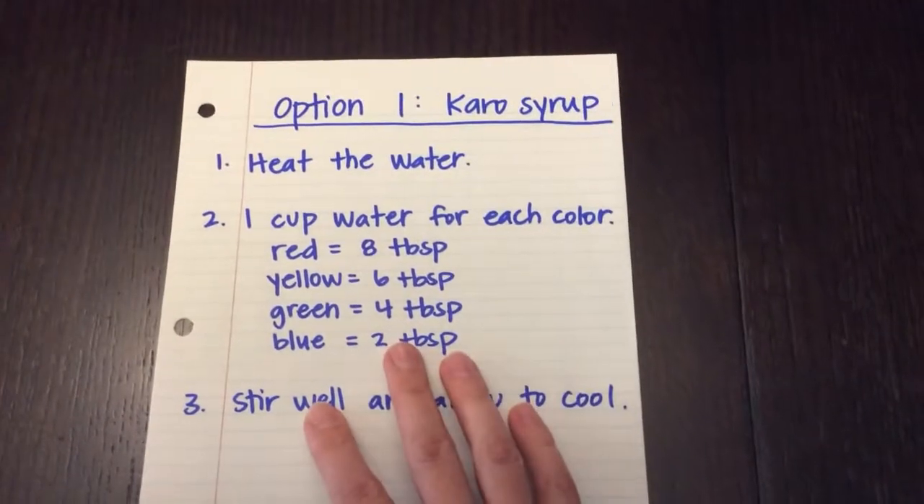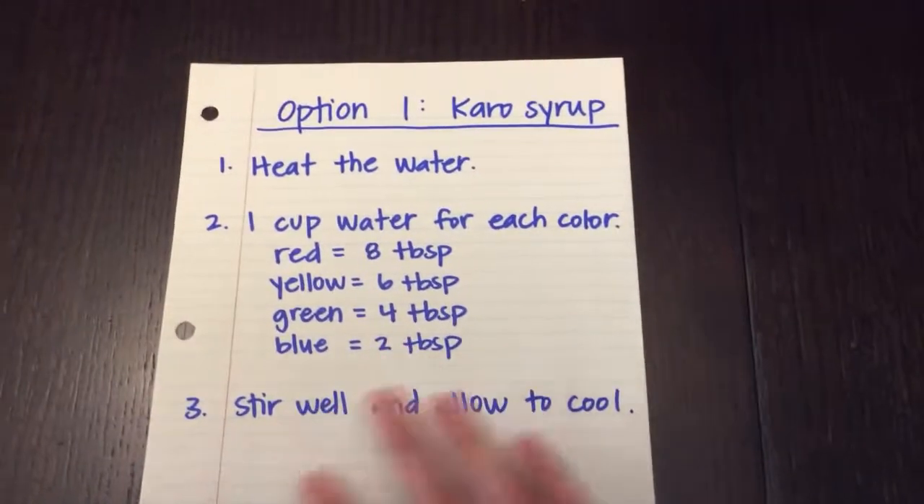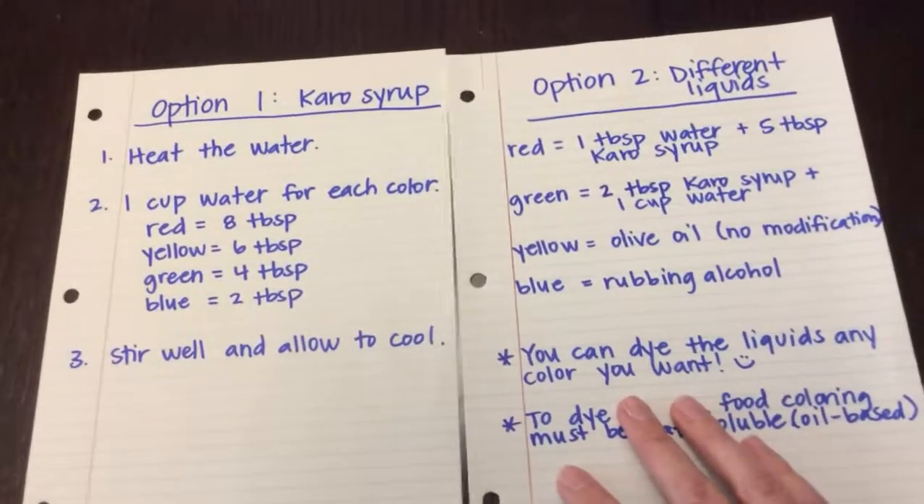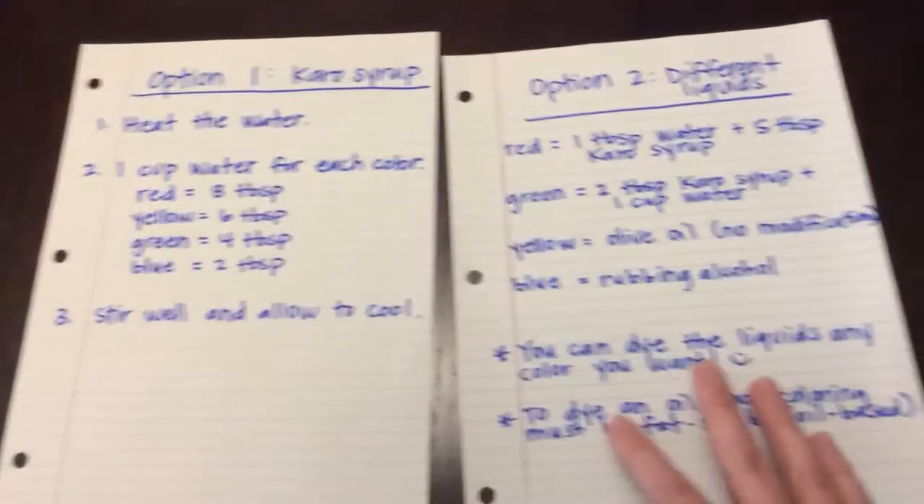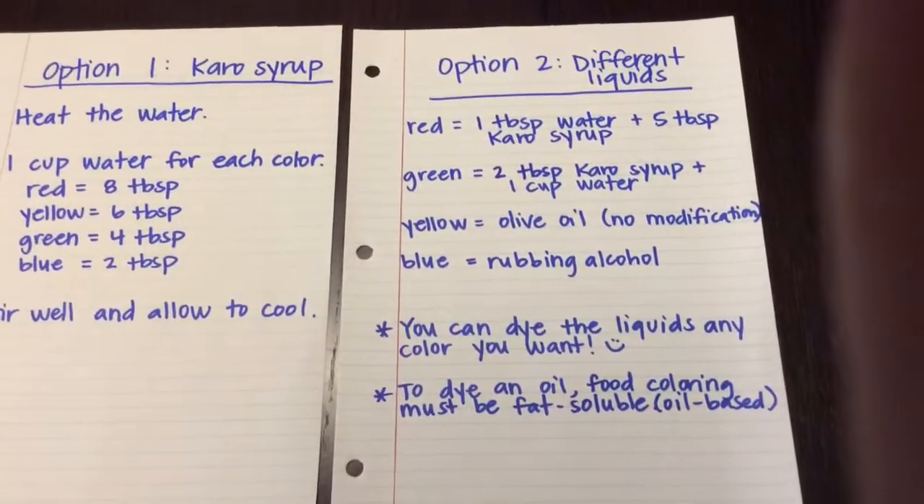Now the version using the sugar is going to look slightly different from the next version. Option 2 gives you more distinct layers. So if you want to use completely unique liquids, this method will give you very, very distinct layers. And I'll show you what they look like.